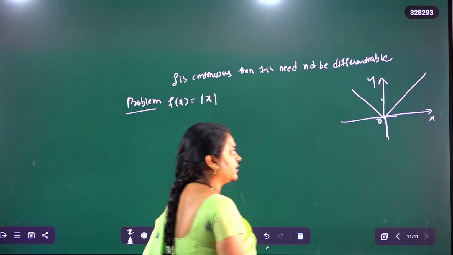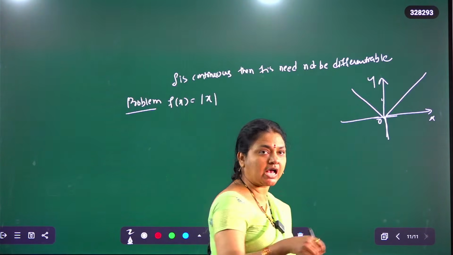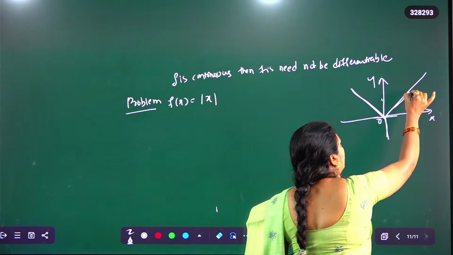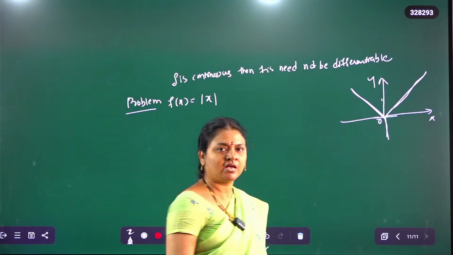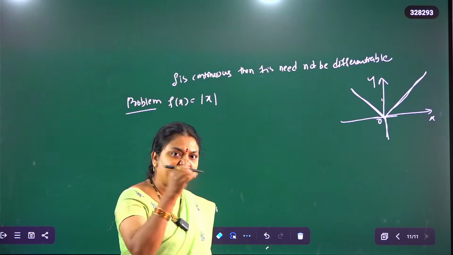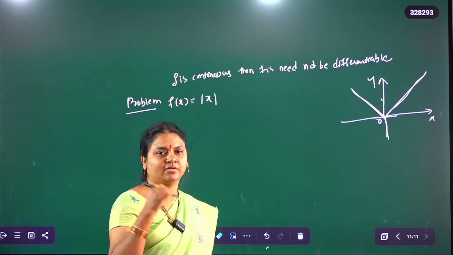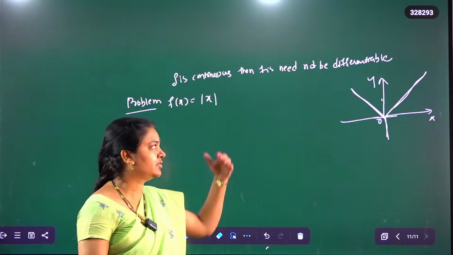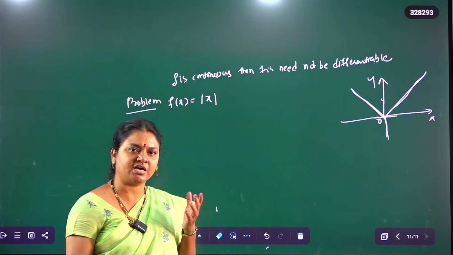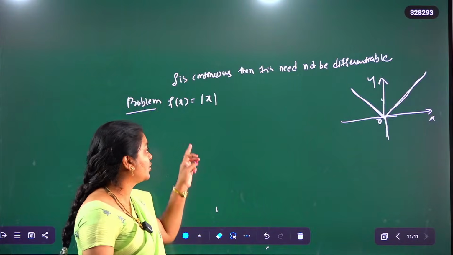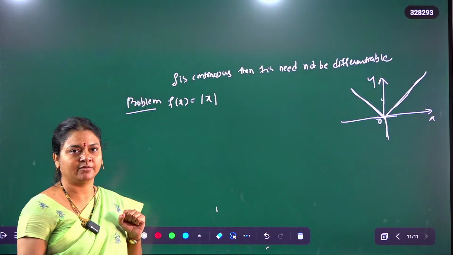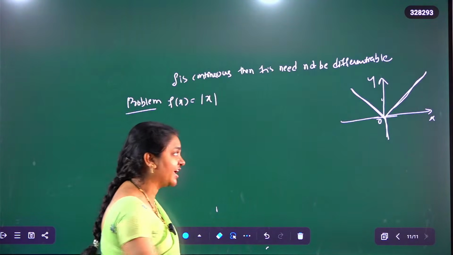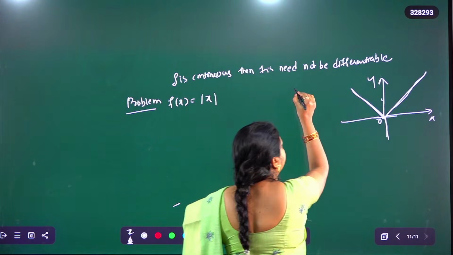How? Let's see. When I am drawing the graph, you may have observed that here f of x is equal to mod x. I didn't lift my pen. Right? That means it is going continuously. That itself is telling that it is a continuous function. Right? So now we will check the differentiability. What is the differentiability? F of x is equal to mod x. Where we will check? We will check at this point, at x equals 0.